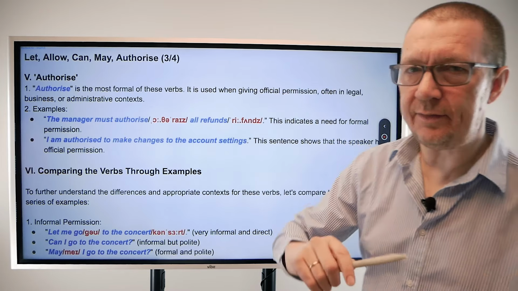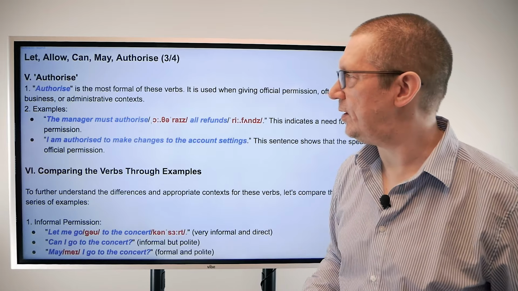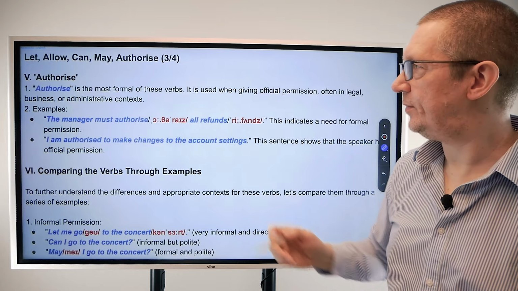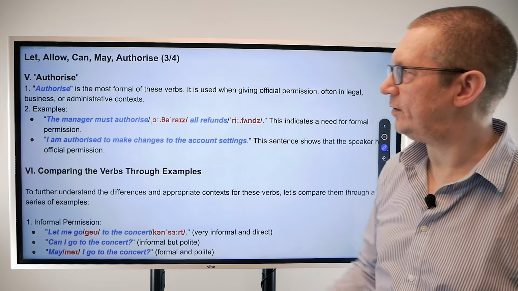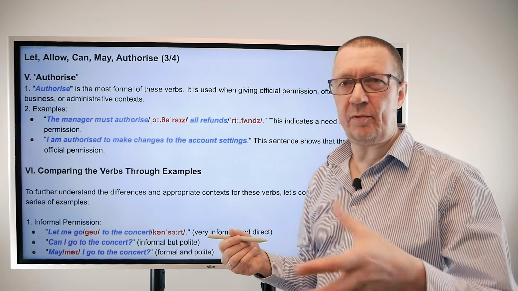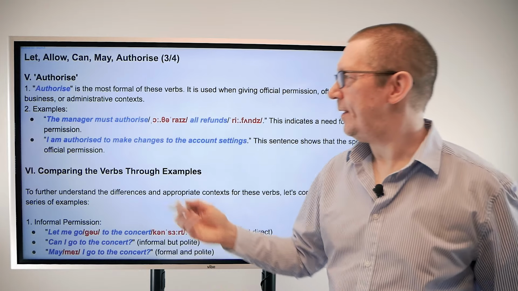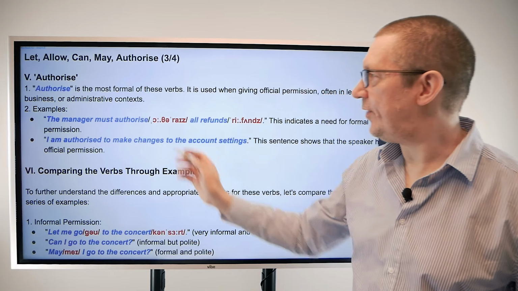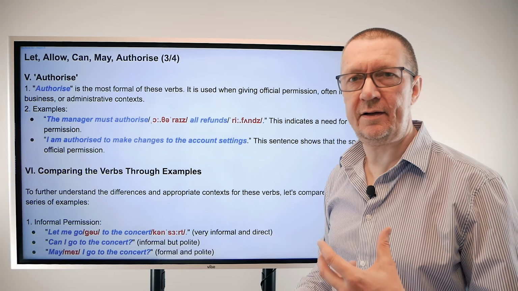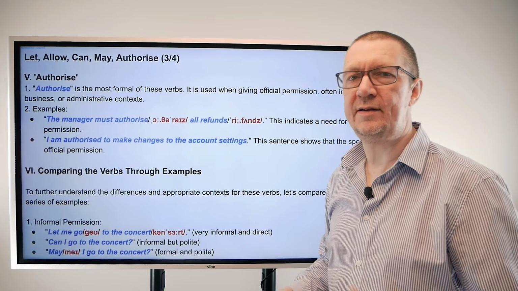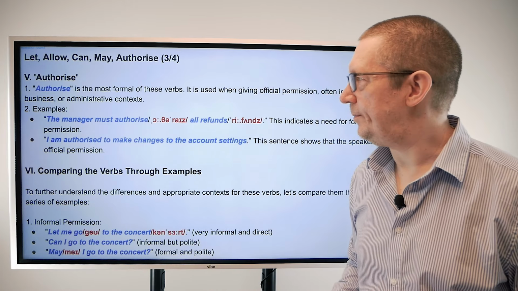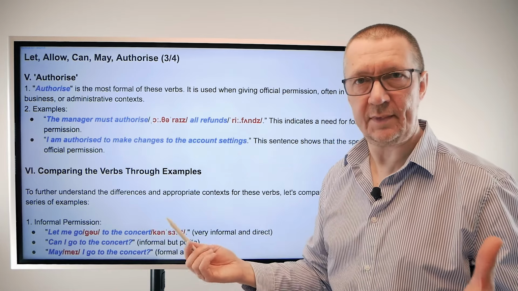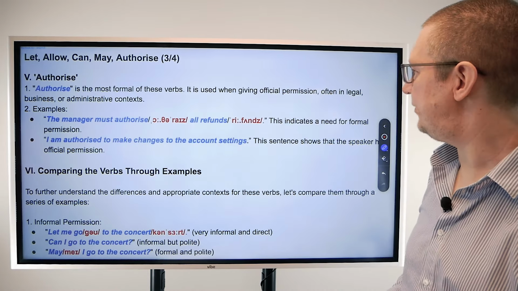And actually, let's have a look at the examples just to see how it works in real life. So the manager must authorize all refunds. Okay, the manager must authorize all refunds. Now this, formal permission is needed, and I would say that this would be more likely to be a sign somewhere. In fact, most of the time you won't hear a person saying the word authorize. It's usually written somewhere. Unless it's a person of authority and they say, sorry, you're not authorized to be here. That's fine too. So the manager must authorize all refunds.